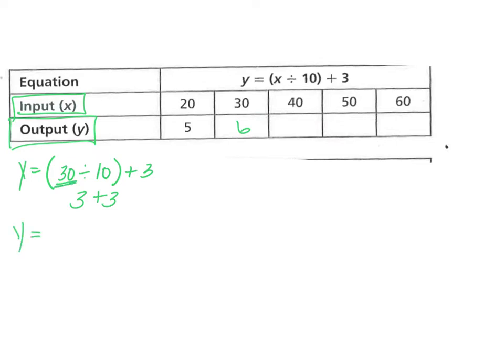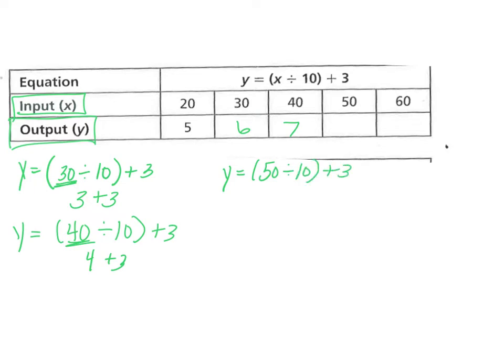Next one, Y equals, in parentheses, 40 divided by 10, plus 3. 40 divided by 10 is 4. 4 plus 3 is 7. Put that for 40 because 40 was my input. Y equals 50 divided by 10 plus 3. 50 divided by 10 is 5, plus 3. Y is equal to 8.